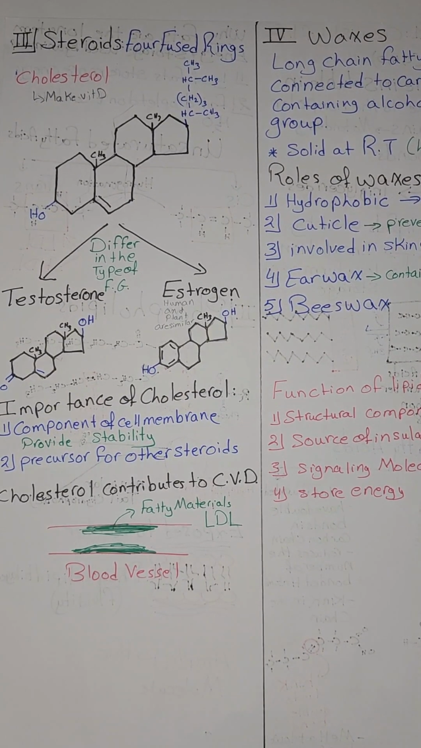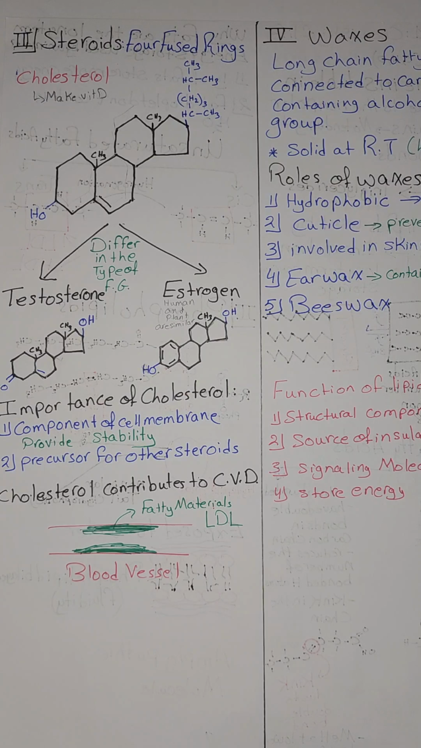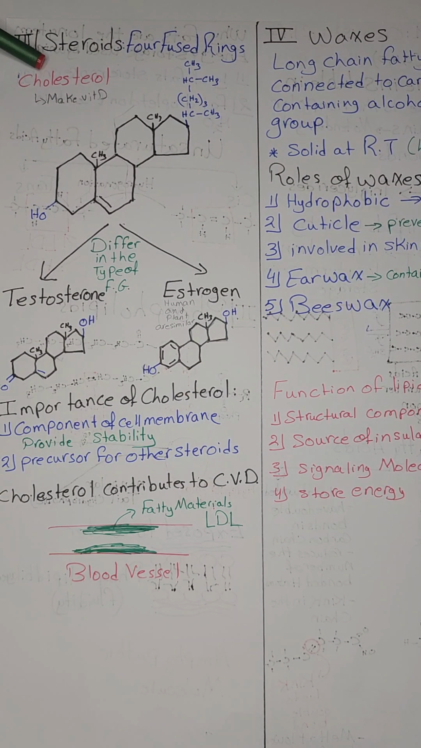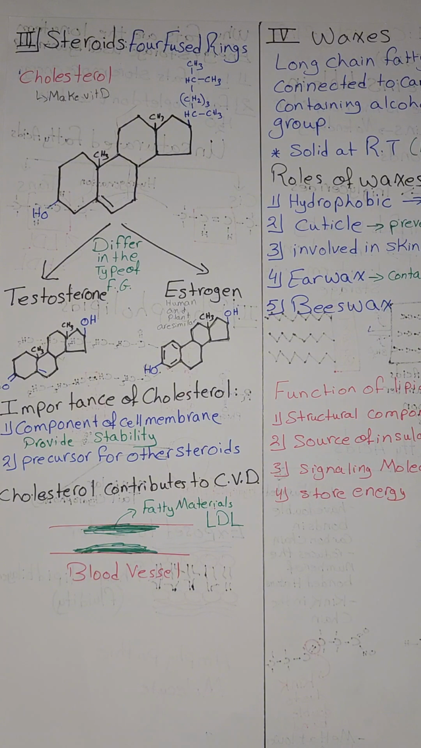Now, the third category in lipids are the steroids. We discussed the phospholipids, we discussed triglycerides. Now, let's talk briefly about steroids. Steroids are lipids with 4 fused rings. And the most, let's say, famous kind of steroids is cholesterol. This is due to the fact that cholesterol plays an important role in producing vitamin D. And it also plays a role as a component in the cell membrane. They provide kind of stability in the cell membrane or the plasma membrane.